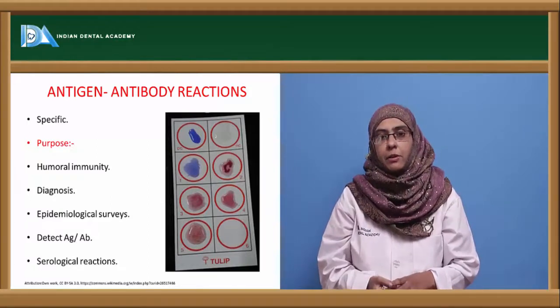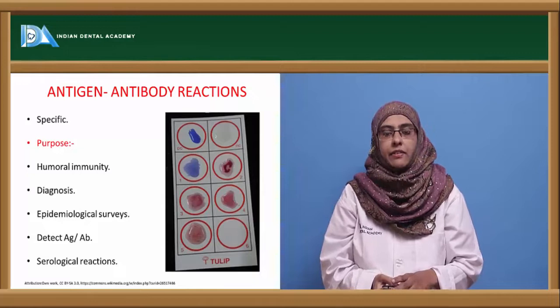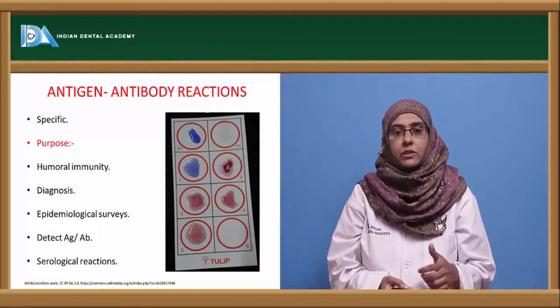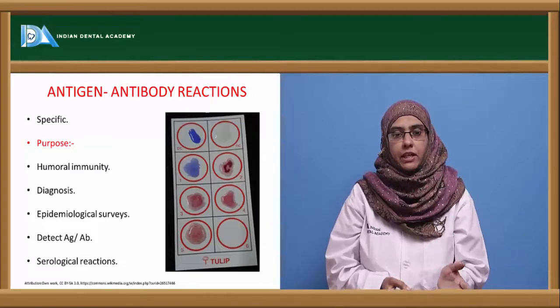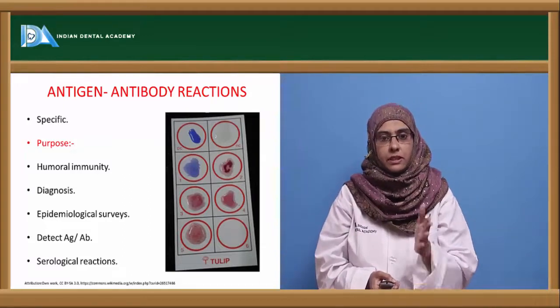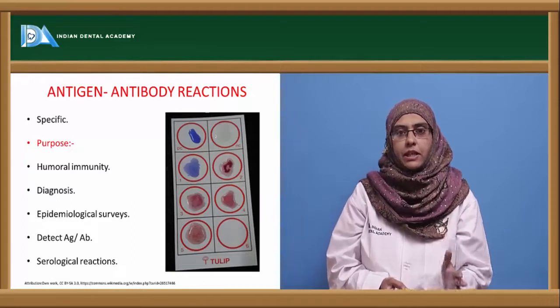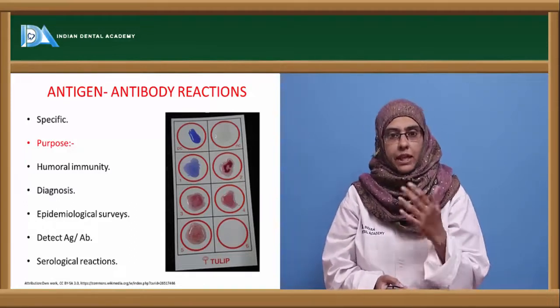Next is in epidemiological surveys. It helps in identifying the infectious agent, or a new infectious agent, that is causing the disease. So when a new organism is trying to develop infection in the body, immediately the human host produces antibodies against it.